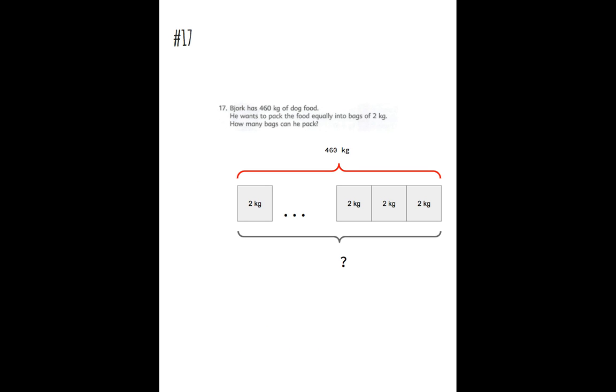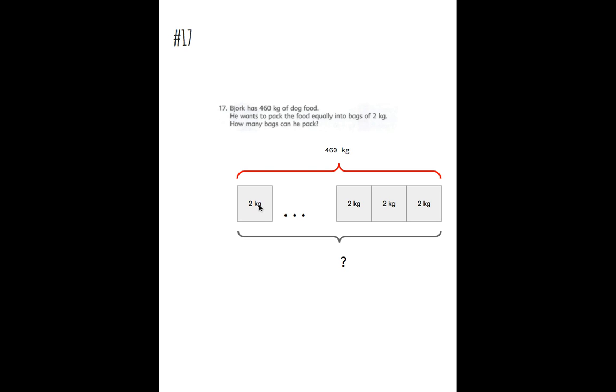Bajork has 460 kilograms of dog food. He wants to pack the food equally into bags of 2 kilograms. How many bags can he pack? All right, so we know that Bajork has a whole of 460 kilograms of dog food. He wants to, here's the other key word here, equally. So we know we're going to have our units to show 2 kilograms in each bag.